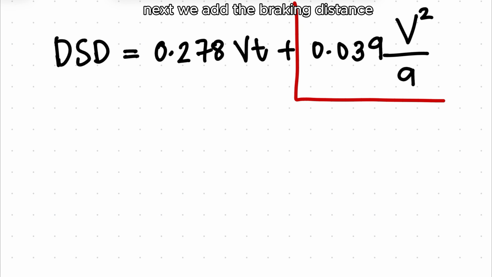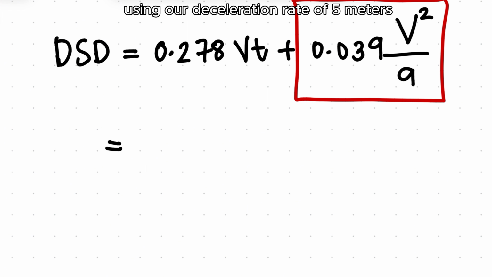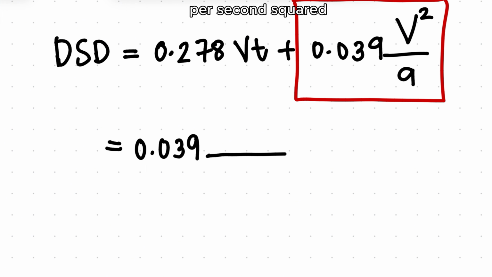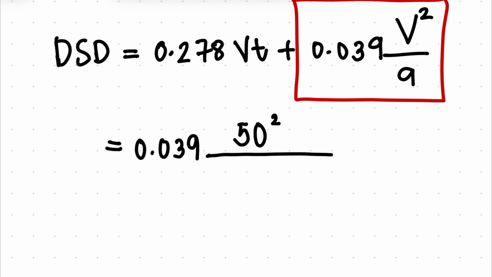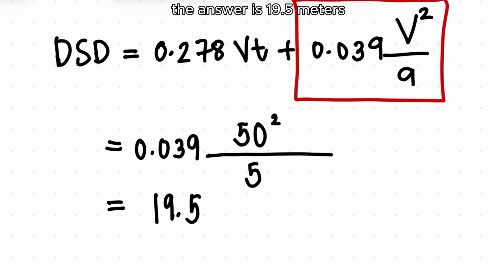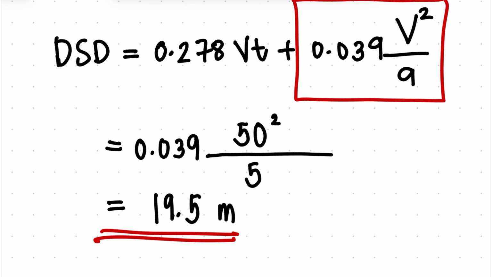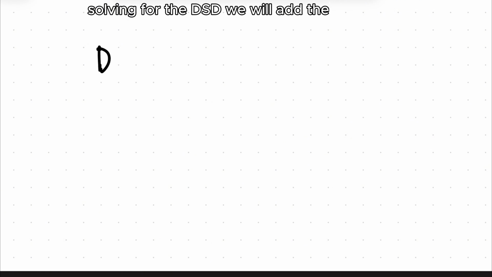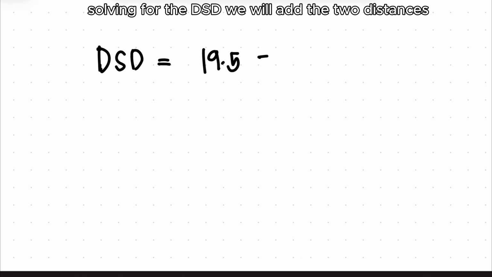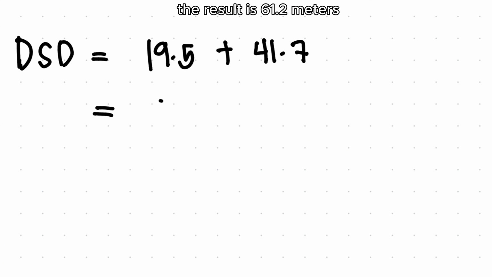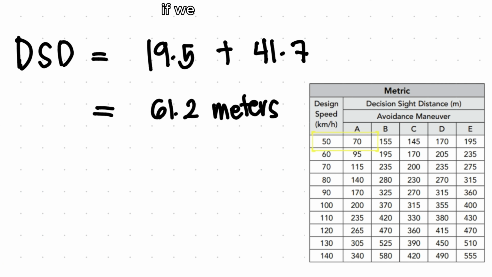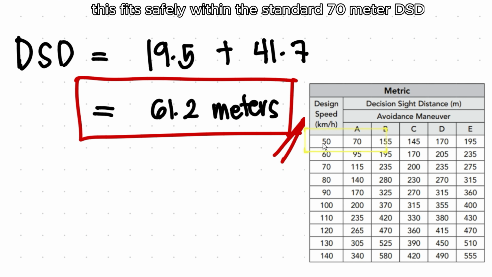Next, we add the braking distance using our deceleration rate of 5 meters per second squared. The answer is 19.5 meters. Solving for the DSD, we add the two distances. The result is 61.2 meters. If we check our design table, this fits safely within the standard 70 meters for this speed.